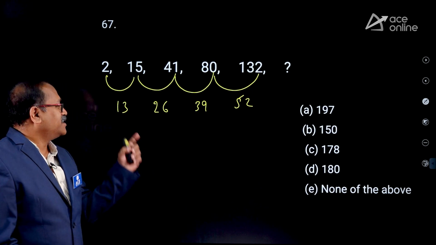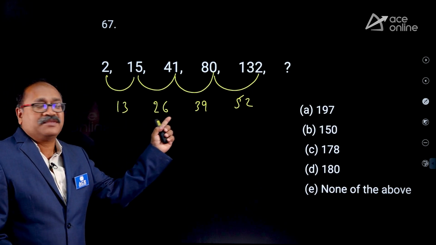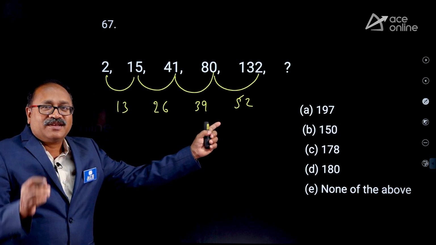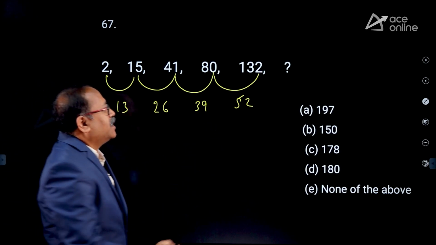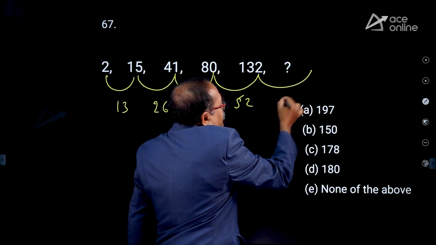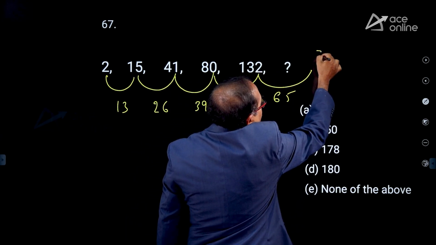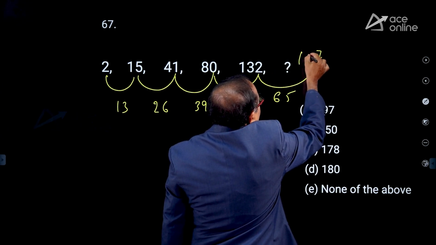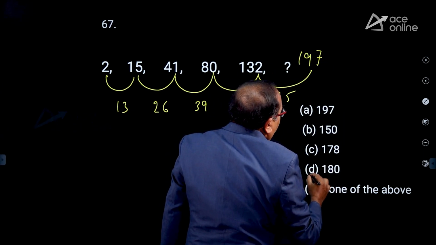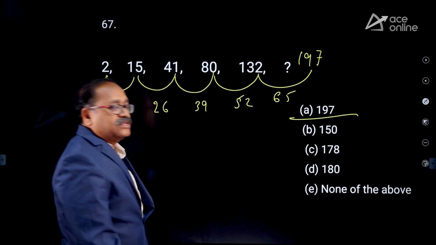Yes, friends? Look at this one, 13 into 1 is 13, 2 is 26, 3 is 39, 4 is 52. Now 13 into 5 is 65. So add 65 in order to get the answer. So your number should be 2 plus 5 is 7, and 19, 197. Option choice A.